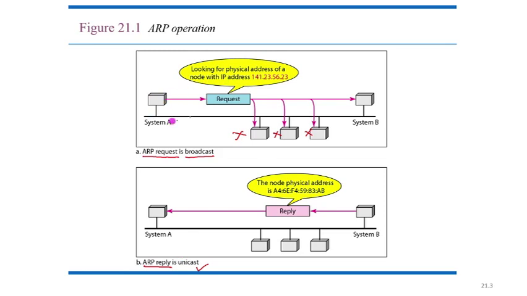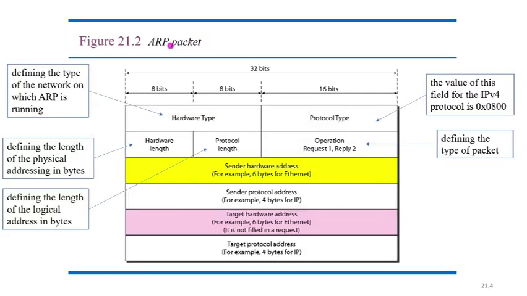So here the request is looking for the physical address of the node with this IP address. This is the IP address of system B. The IP address is already known by system A, so it is sending, this is the IP address and I want the physical address of this IP address. So the request is sent, and in the reply, the node's physical address is this. So system B is replying to A, this is the physical address of node B. So this is the basic idea about the operation of ARP. Here the ARP packet is given.